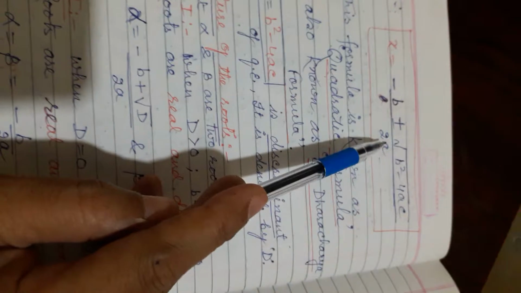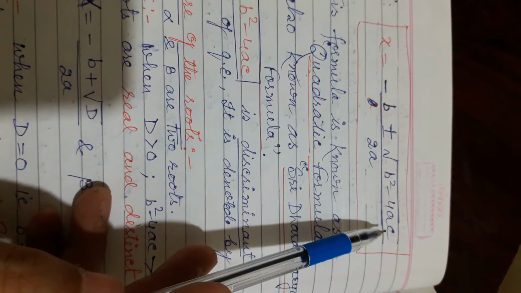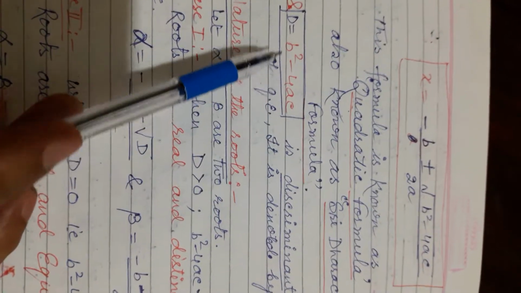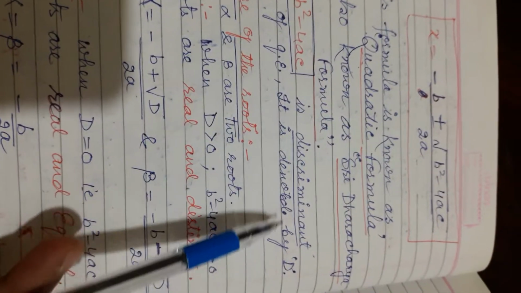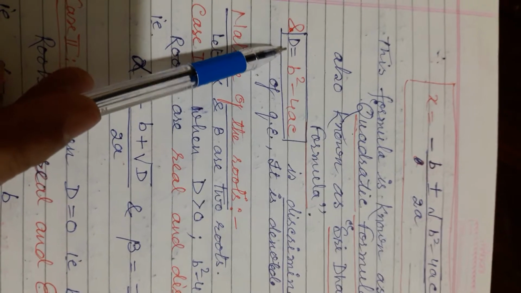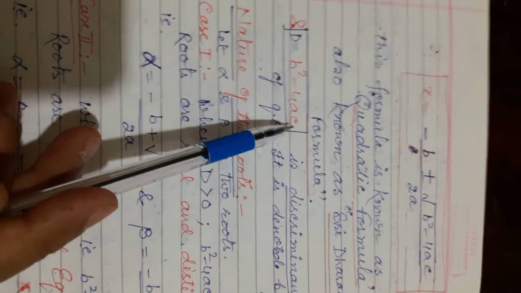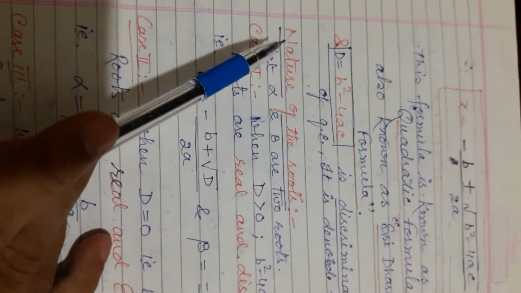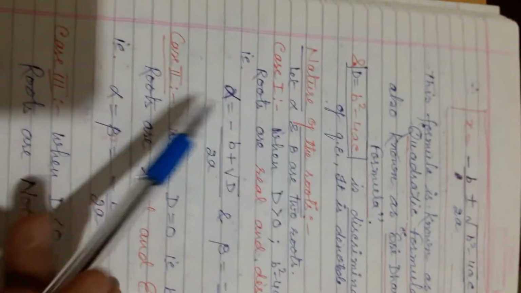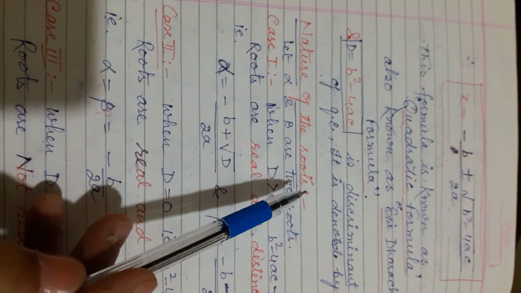Okay. Now you see, what is b square minus 4ac? B square minus 4ac is the discriminant of the quadratic equation. It is denoted by capital D, means the value of capital D can be written b square minus 4ac. At the same time, we find the nature of the roots. There are three cases, case 1, case 2 and case 3, to find the nature of the roots of the quadratic equation.